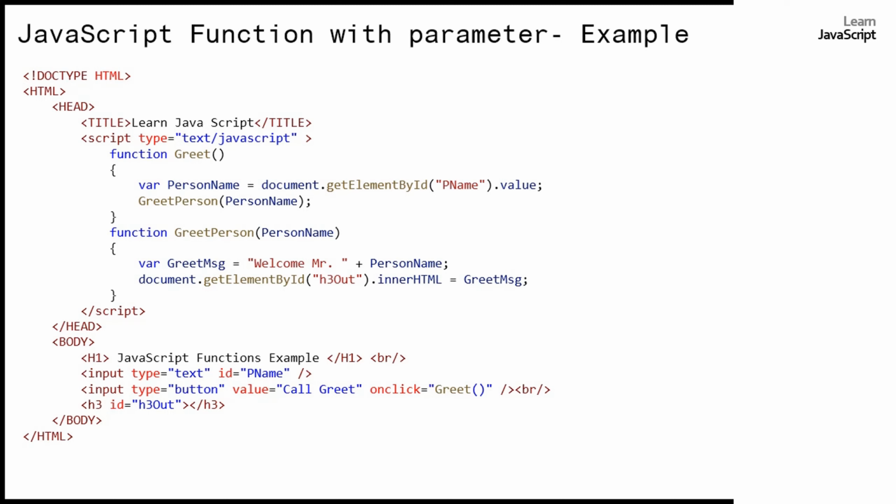So here you are seeing that JavaScript is accessing two HTML document elements. In greetPerson we are accessing h3out, then we are using the innerHTML property to assign some text to the HTML element. But here in the greet function we actually read the value from the text field using the dot value. So once it retrieves a value, we store that in personName. After this line we are calling greetPerson and we pass the parameter personName.